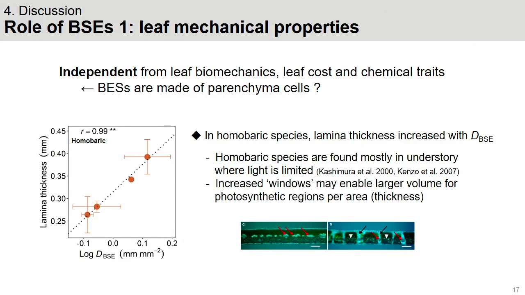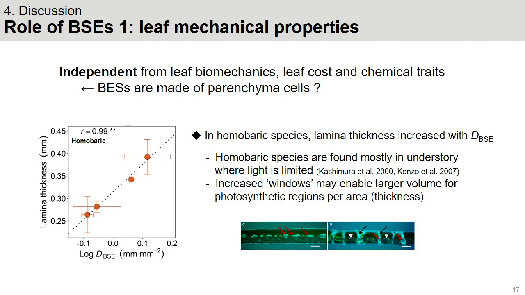On the discussion, the relationship between the bundle sheath extension and the mechanical properties. In this study, we didn't find any correlations. This may come from the fact that in the studied species, the bundle sheath extension is made of parenchyma cells with similar cell walls, and not so lignified. So the influence on leaf cost and biomechanics is minor. But only in homobaric leaves, we found a positive linear relationship between the bundle sheath extension density and the lamina thickness. We suggest a reason like this.